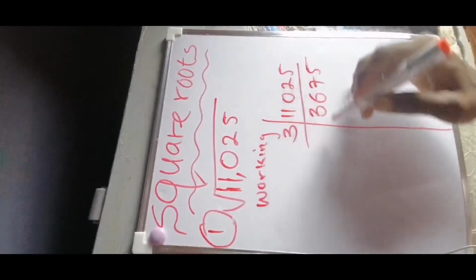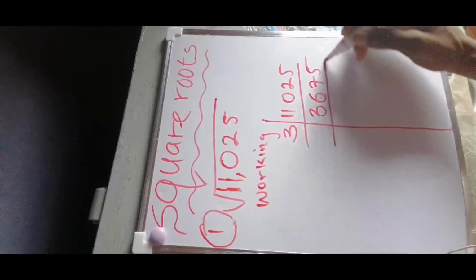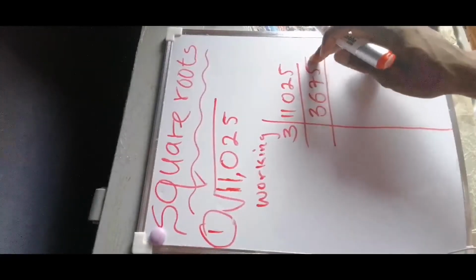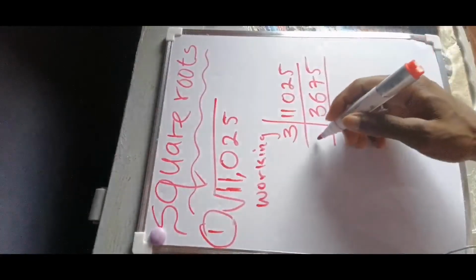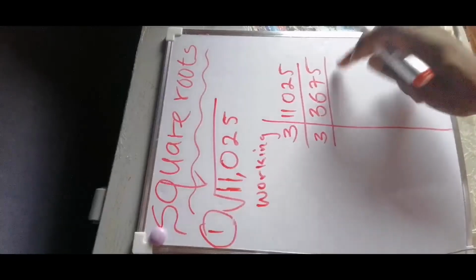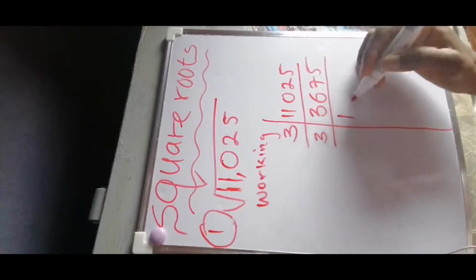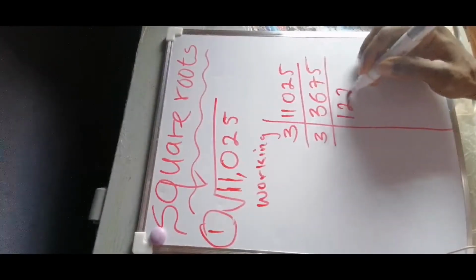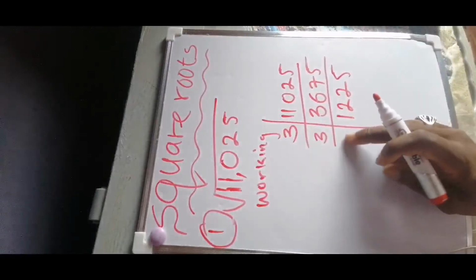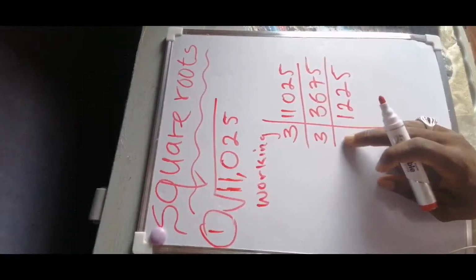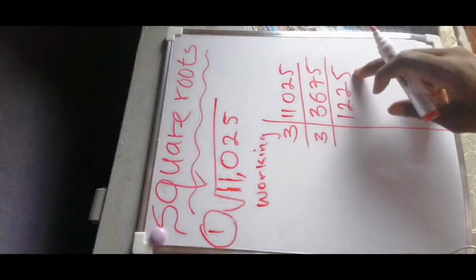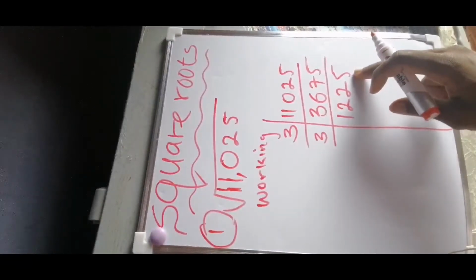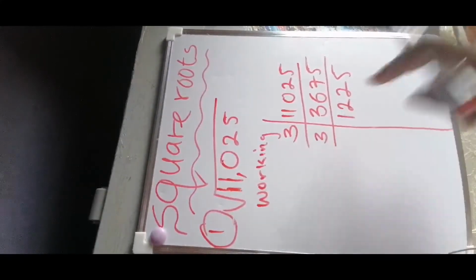675. Again, we are going to look at a number that will enter this number without any remainder. So 3 can go again. 3 into this number equals 1,225. So we are going to look at the next number. 3 will not go. So we are going to use the next number, which is 4. 4 will not go again.